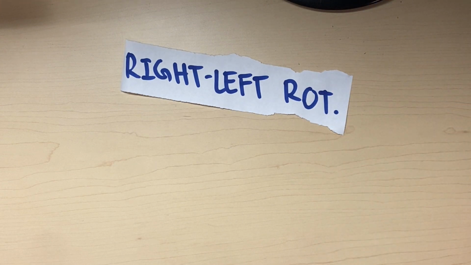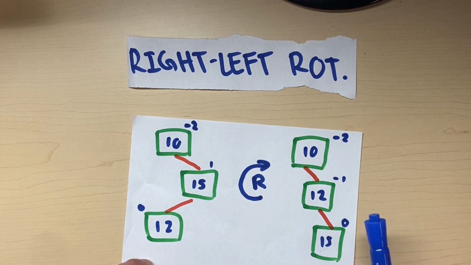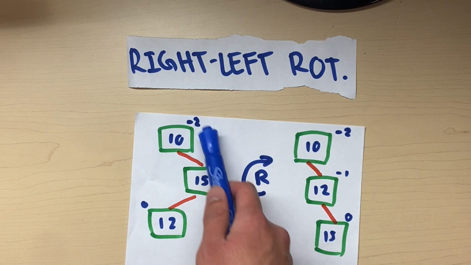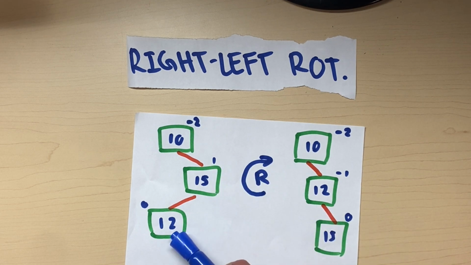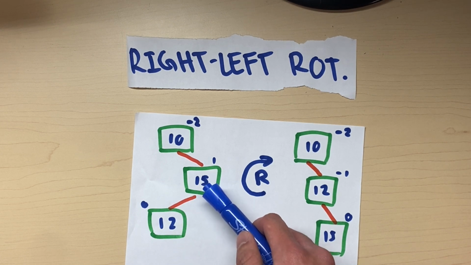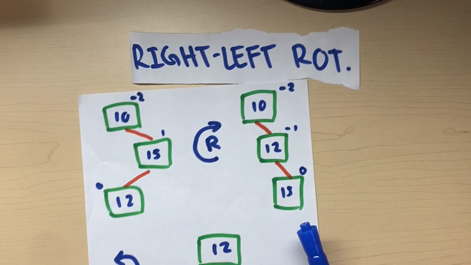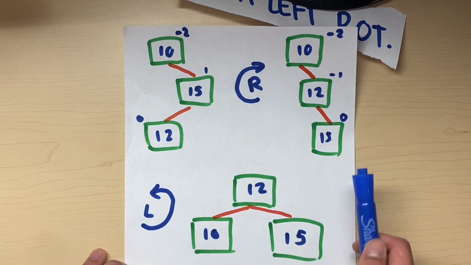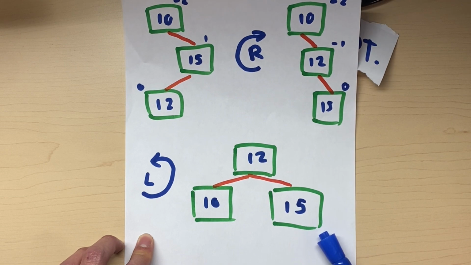And then finally we have the right-left rotation. So it's similar, it just looks like the opposite of the left-right rotation. So we have something that is right heavy because it's -2 over here. So if we do a right rotation about node number 12, like we bring node number 12 to the right up, and then node number 15 down, we still have something that's imbalanced. But if we rotate it one more time to the left about node 12, then now it's perfectly balanced.